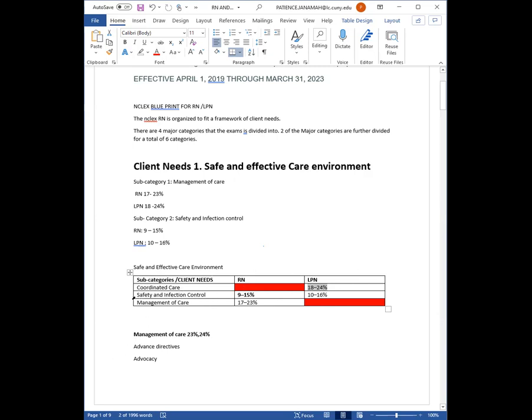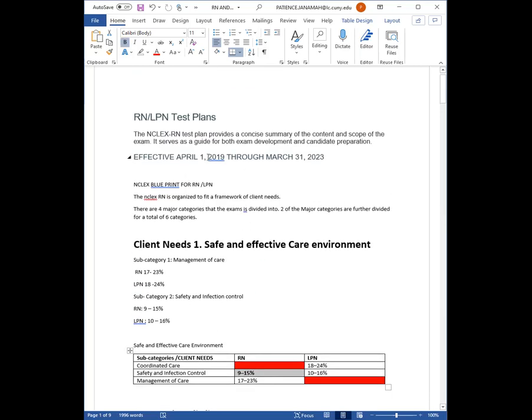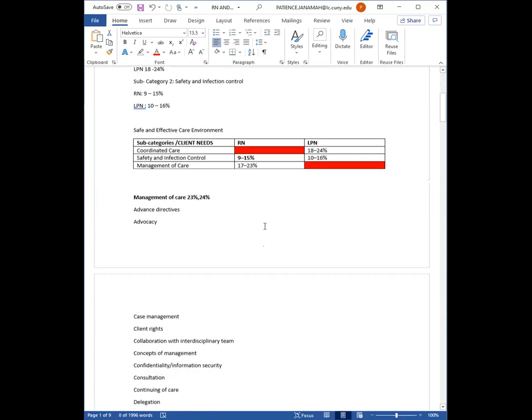The next category is safety and infection control. You have to be a safe nurse. So for registered nurse, they have 15%, and then LPN have up to 16%. This is the most recent test plan. This is the most recent document. Now let's look at what content areas these things cover.